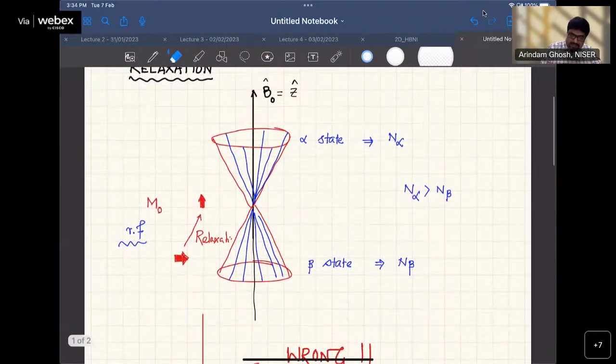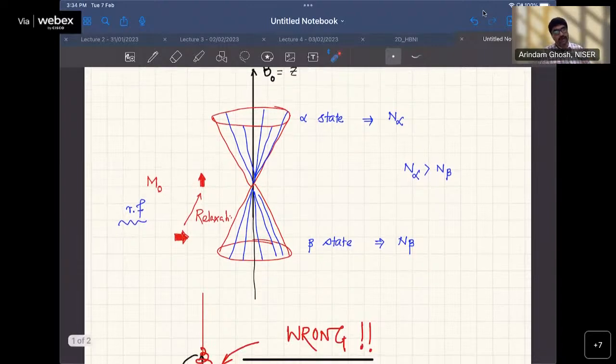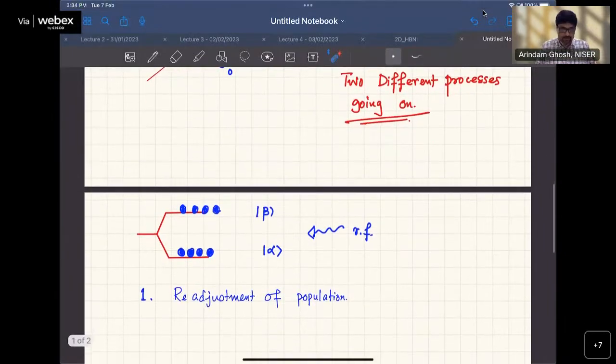So now if I have created a situation like this, where the alpha state and the beta state have exactly the same number of spins, n alpha exactly equal to n beta, then this will vanish, correct? There is no difference, so therefore the z component will vanish just because we have created an exactly equal population.